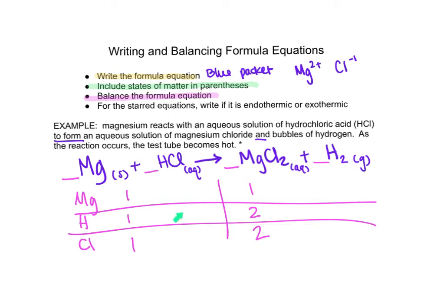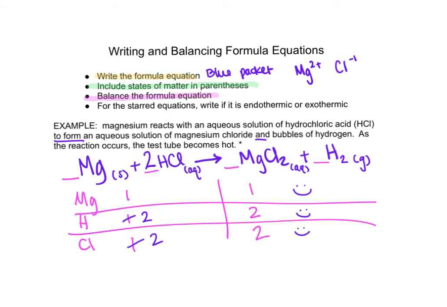So it looks like the only thing that doesn't match up are the H's and the Cl's. We have 2 over here and only 1 over here. Oh, look, we can fix that because HCl are together. So let's just throw a coefficient of 2 in front of the HCl. That's going to change the H to 2. It's going to change the Cl to 2. And look, now all 3 of these match, and we can say we have a balanced equation.